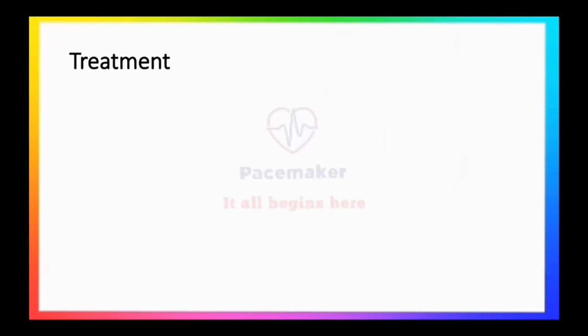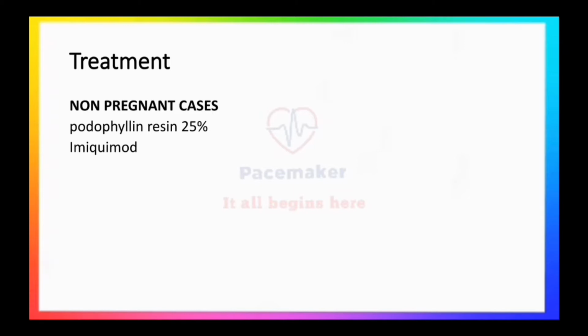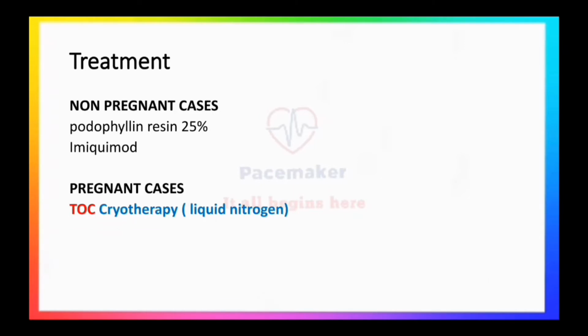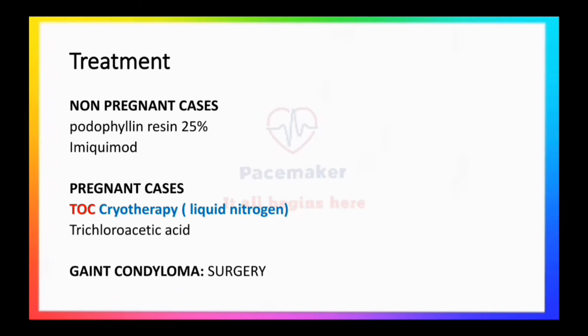Let us now come to the treatment part of condyloma acuminata. If the patient is non-pregnant, the treatment is given using 25% podophyllin resin, and you can also give imiquimod. If the patient is pregnant, the treatment of choice is cryotherapy using liquid nitrogen, or you can also try trichloroacetic acid. And in giant condyloma, surgery is the treatment option.